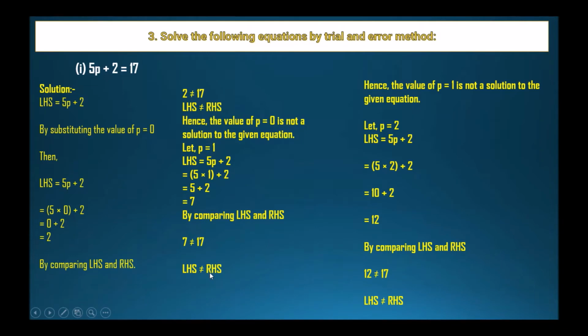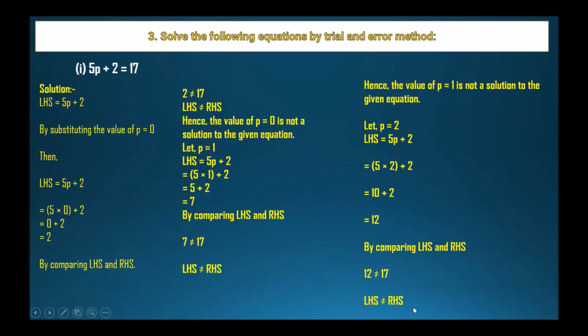Now let p equals 2. LHS equals 5p plus 2. 5 into 2 plus 2, that is 10 plus 2 is 12. By comparing LHS and RHS, we can say that 12 is not equal to 17. So LHS is not equal to RHS. Hence p equals 2 is not a solution to the given equation.